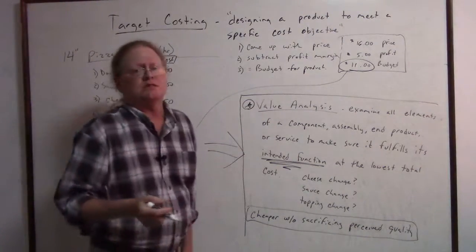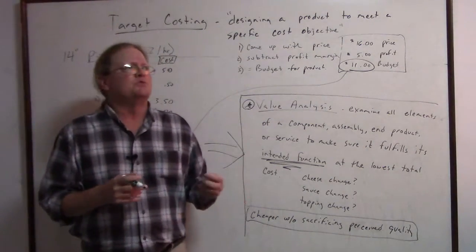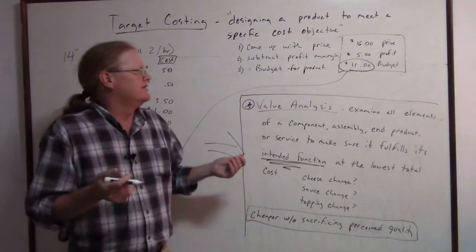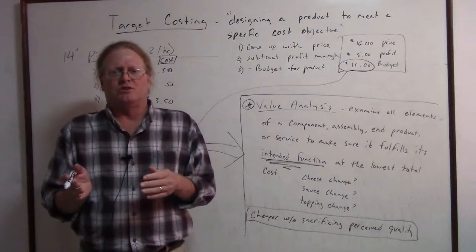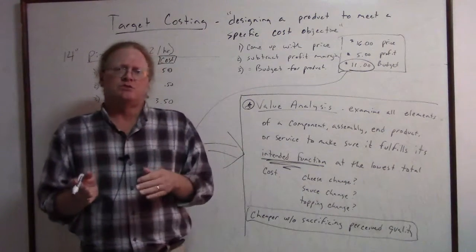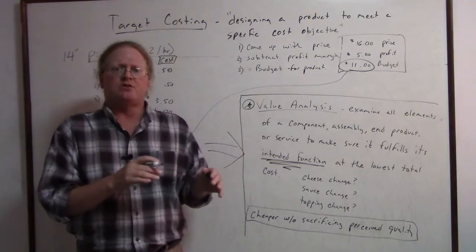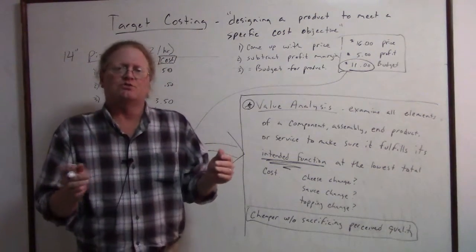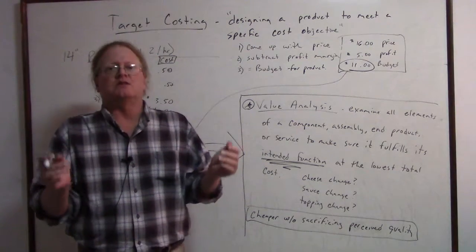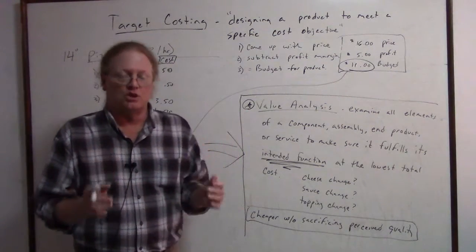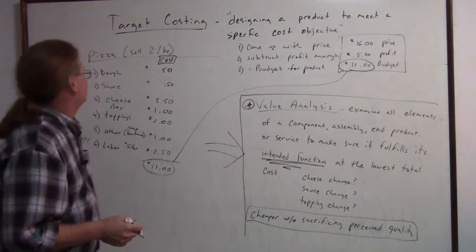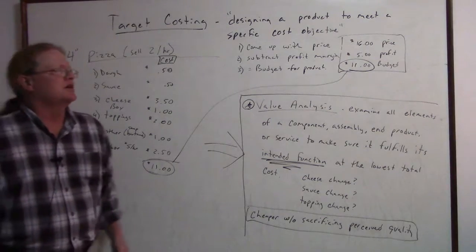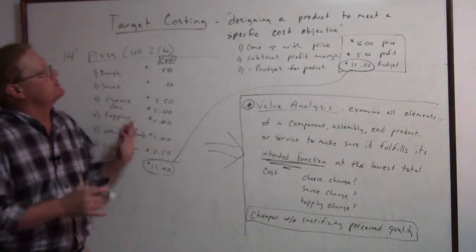So, examples of value analysis you might see, all the parts of something needed. Could we use plastic instead of wood? Could we use glue instead of a screw? If it's metal, could we weld it instead of use a screw? It's still functional, it's still the same level of quality, it's just a lower cost. So, there we go. Total cost, target costing and value analysis kind of blended.